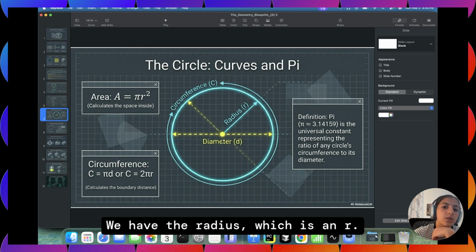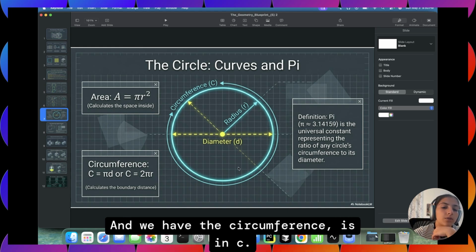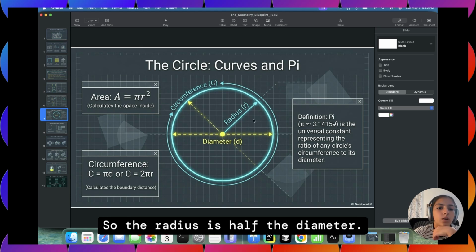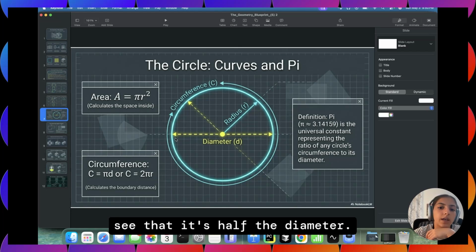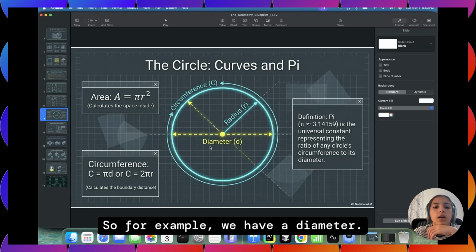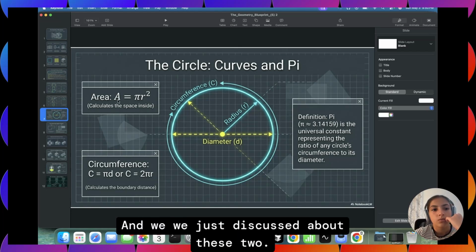We have the radius, which is r, and we have the circumference, which is c. So the radius is half the diameter, because if we bring the radius arrow down, we can see that it's half the diameter. So for example, we had a diameter which is 4, and we just discussed these two.